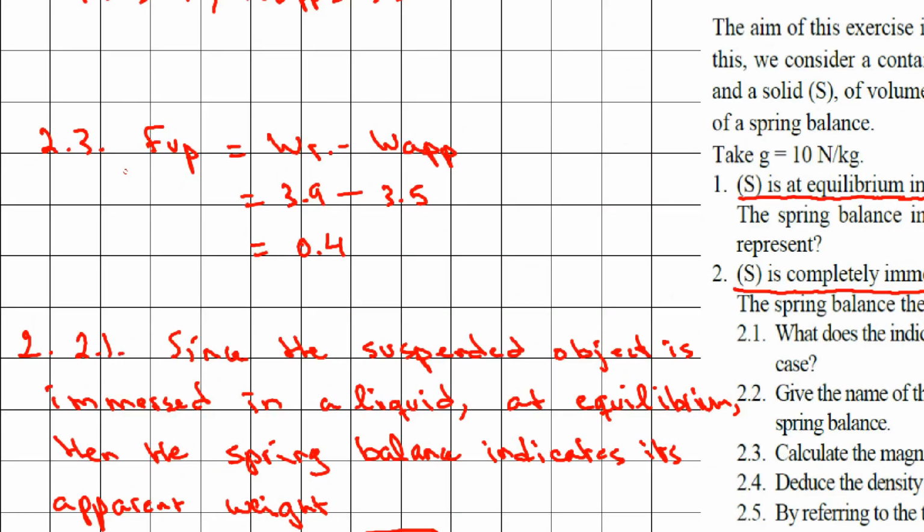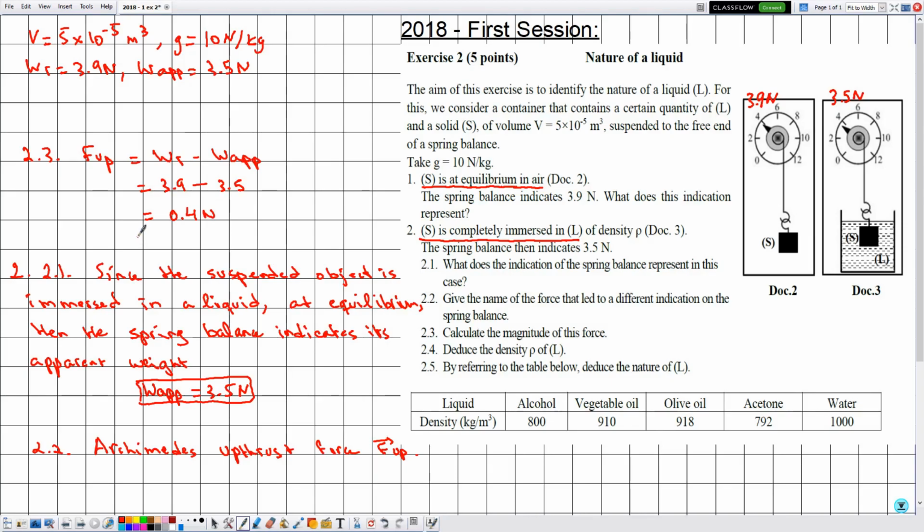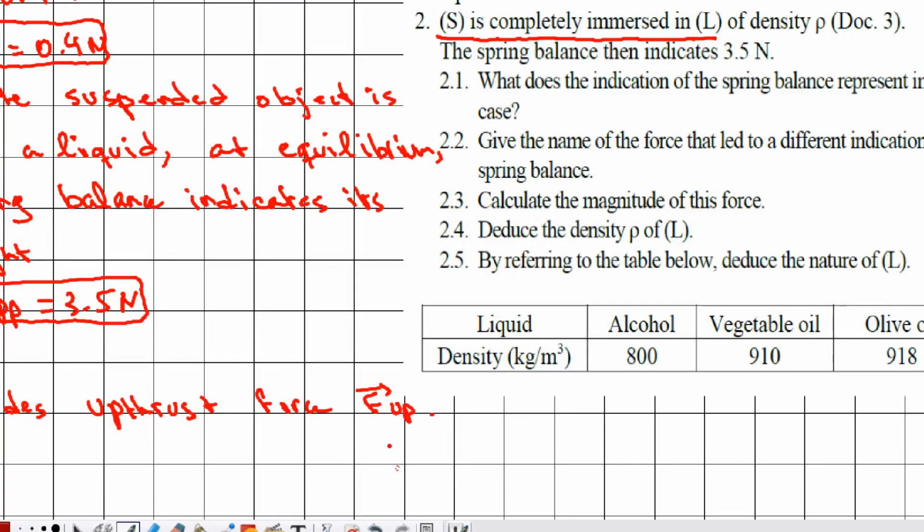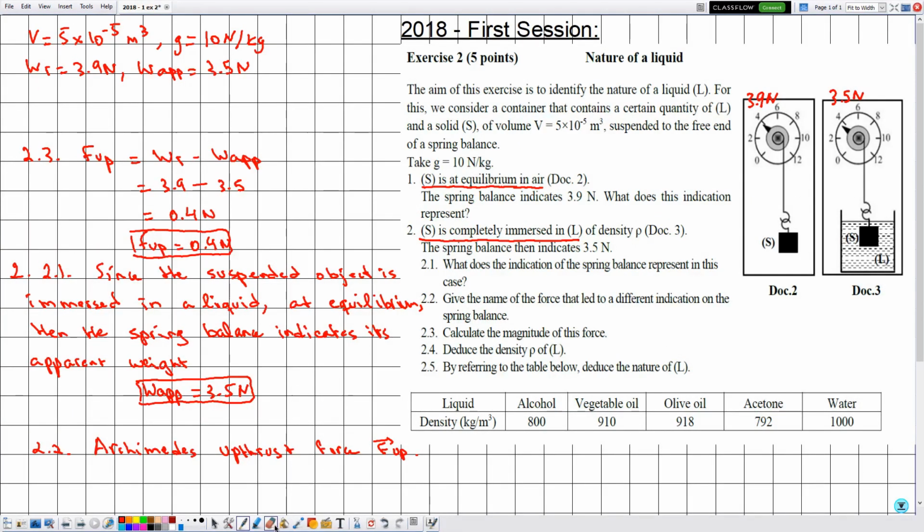Since both the real weight and the apparent weight are in newtons, the value of F upthrust will be in newtons. So F upthrust is 0.4 in newtons. Then in this case, what does F upthrust, this value, represent? It represents the magnitude of the force vector F upthrust, which is the fourth property from the building.